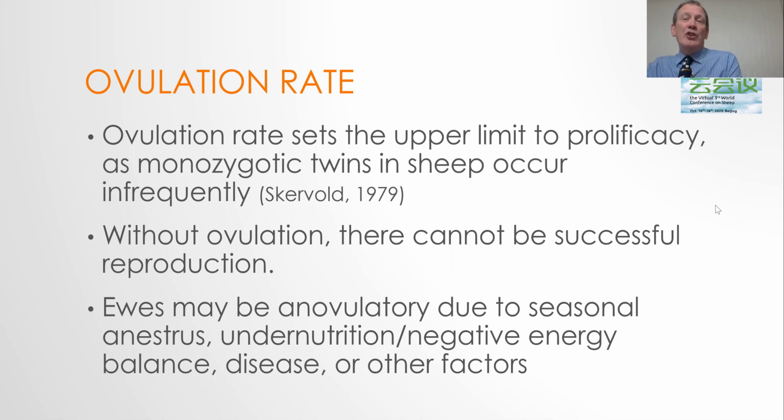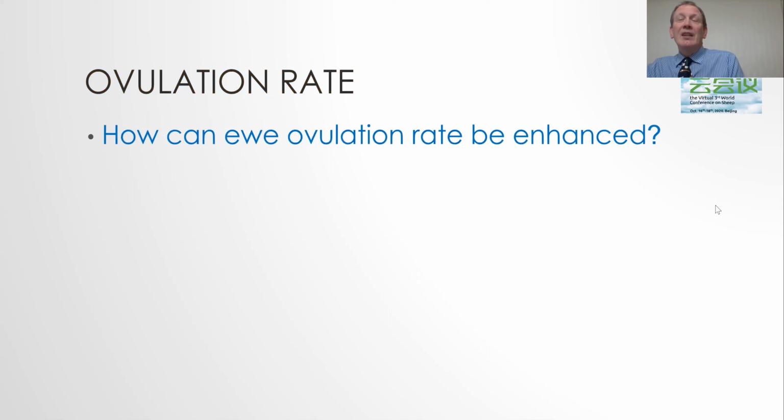And in many breeds of sheep, and in many locations where they're raised, we know that sheep are seasonal breeders and they may be anovulatory due to that seasonal anestrus. But there may be other times in the life of that ewe where she does not ovulate. Maybe she is being underfed. Maybe she's in negative energy balance. There may be some disease which impacts her ability to successfully reproduce, and of course, other factors as well. So let's think about how can we enhance ewe ovulation rate?